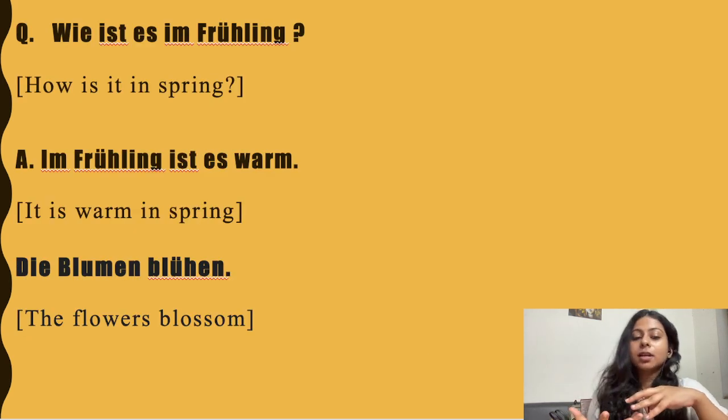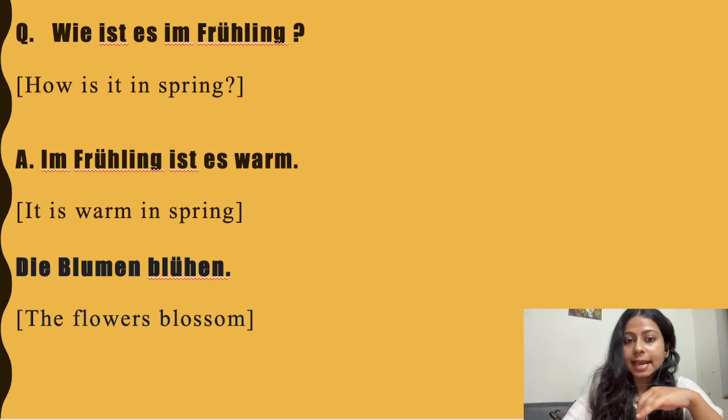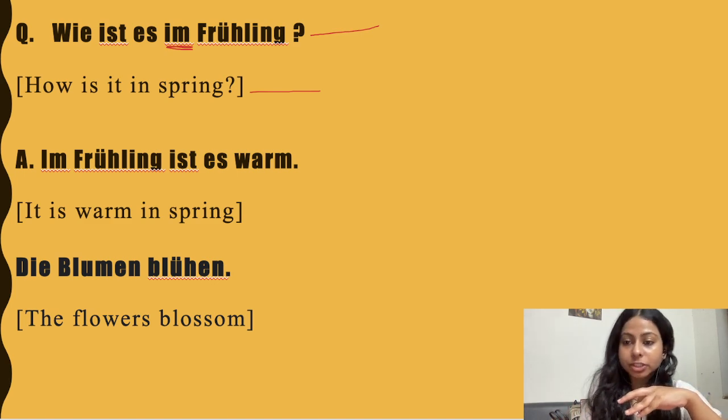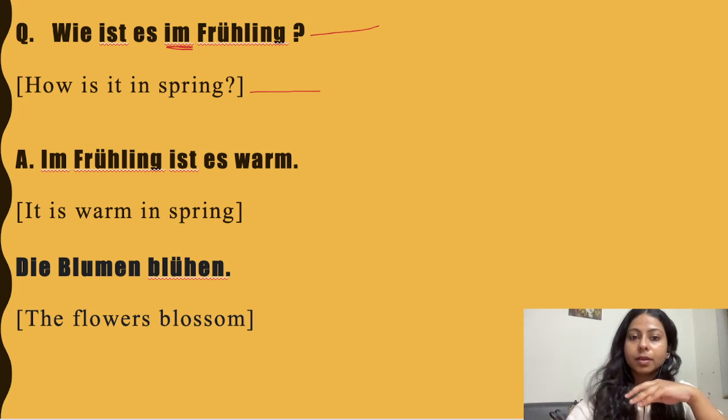Now let's look at some questions about seasons. Wie ist es im Frühling? How is it in spring? You would see the German question here and the English translation here. So when we are talking about seasons, we use the preposition im. So, wie ist es im Frühling? Because all the seasons take masculine gender. So, wie ist es im Frühling?